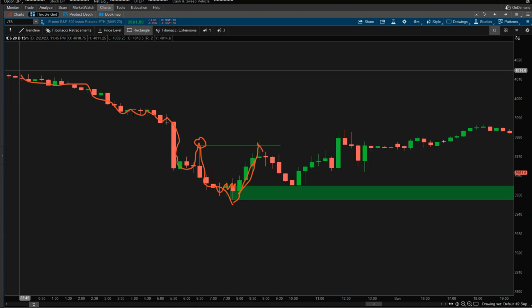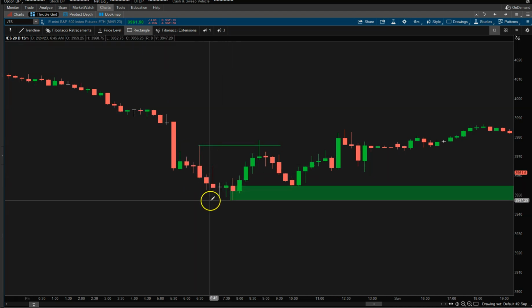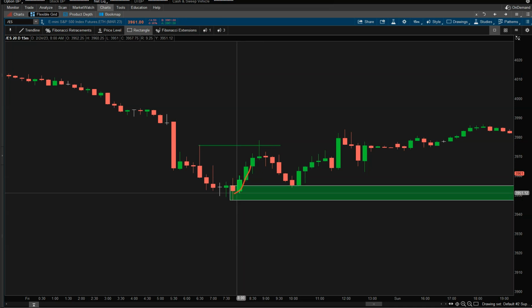Okay, and then we get that pullback, and essentially the entire market structure has shifted, because we've been in a downtrend of lower highs to lower lows. Now we actually have our first higher high, and so on this pullback, usually after it makes this higher high, this should now be a higher low, and this is where our entry is, right around this level, or anywhere in the zone.